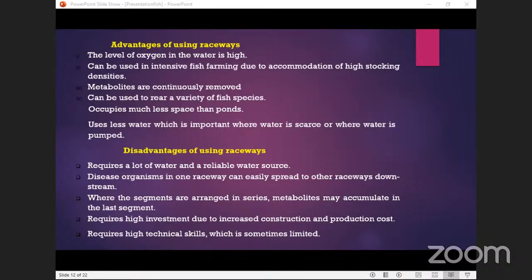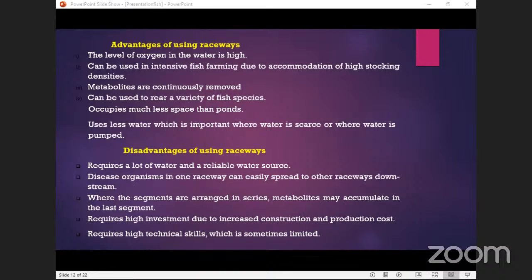The metabolites are waste materials which come out of the animal's body, the fish's body, whereby we have the ammonia. Ammonia comes through the urine, and then even the fecal material which comes from the fish is moved away because the running water takes it out of the water and the cage. It can be used to rear a variety of fish species, different types of fish species. You can decide to put there tilapia.